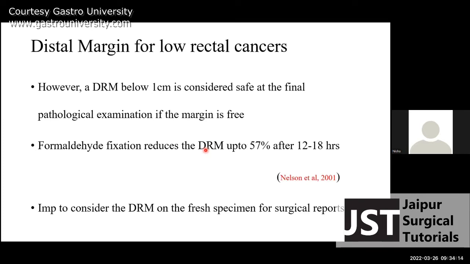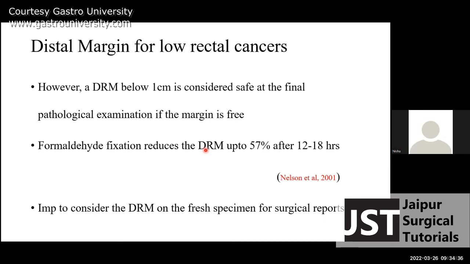And for the low rectal tumors, DRM below 1 centimeter is considered safe at the final pathological examination if the inked margin is free of tumor. It is said that the formaldehyde fixation reduces the DRM by up to 57% after 12 to 18 hours. That's why DRM should always be measured on a fresh specimen for surgical reporting.